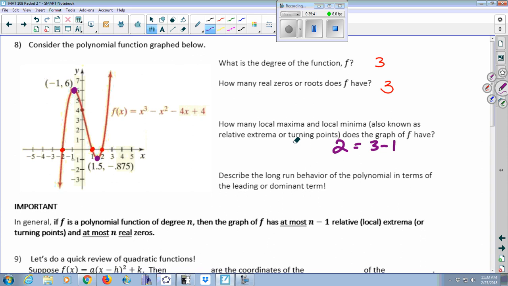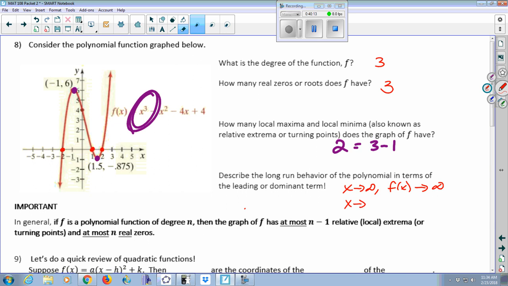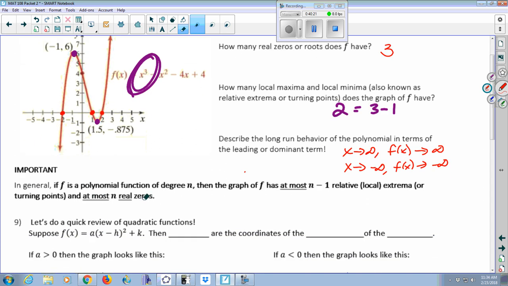Describe the long-term behavior. Just think about that right there, the x cubed. Doesn't matter about all these little squiggles and wiggles. The long end behavior works exactly the way x cubed does. So the limit as x goes to infinity, well, let's just forget the limit for now. I don't want to get you involved with that. Let's just say as x goes to positive infinity, f of x goes to positive infinity. As x goes to negative infinity, f of x goes to negative infinity. And here's what we've already discussed earlier.